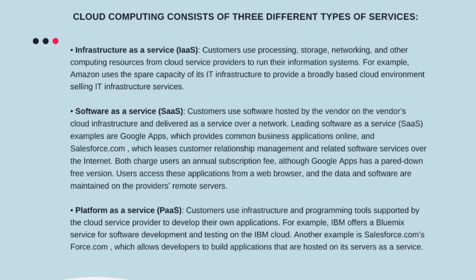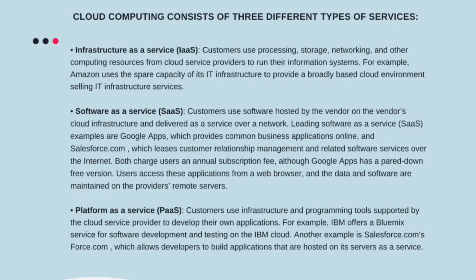Cloud computing consists of three different types of services. First, Infrastructure as a Service (IaaS). Customers use processing, storage, networking and other computing resources from a cloud service provider to run their information system. For example, Amazon used the spare capacity of its IT infrastructure to provide a broadly based cloud environment selling IT infrastructure services.